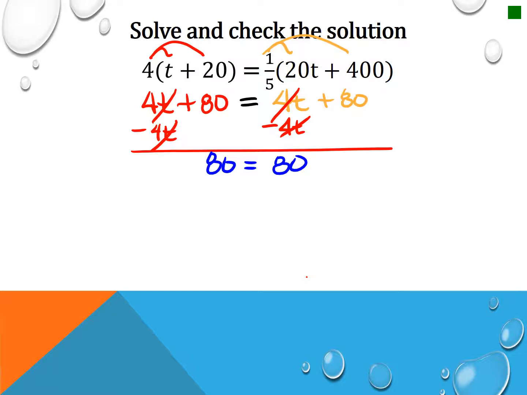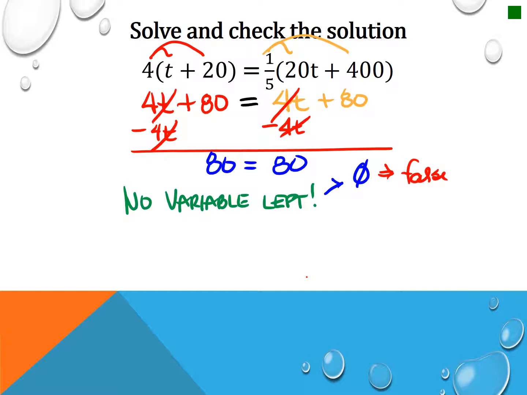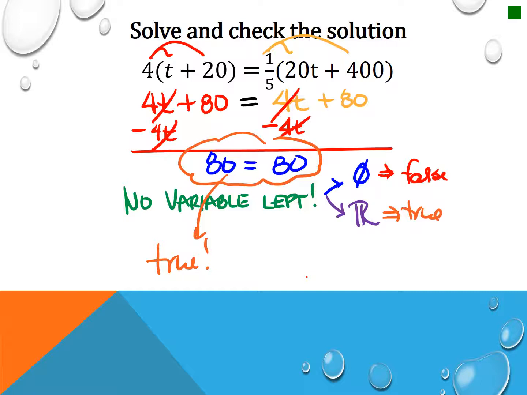Guess what? There's no variable left. So that means my answer is either no solution if what I have is false, or all real numbers if what I have is true. So my question is, does 80 equal 80? Is that true? Yes, that is true. Therefore, my answer is all real numbers. Every number I put in there is going to make the left side equal the right side.